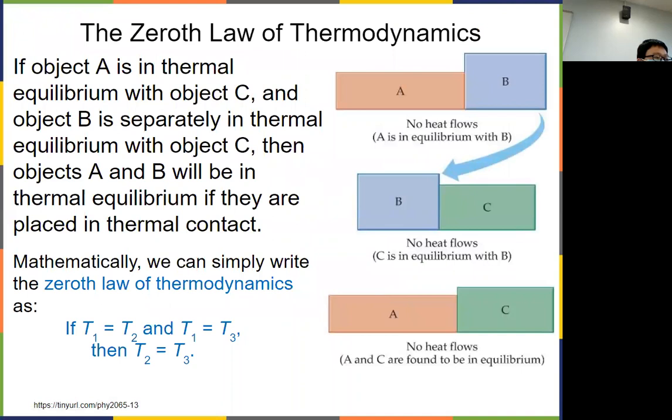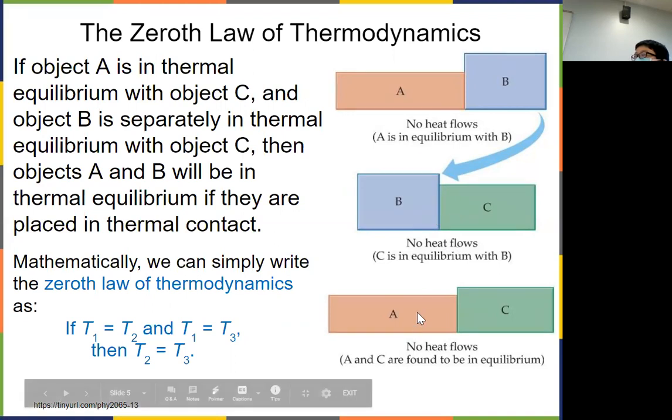All right. And then we talked about the first law of thermodynamics, but before that, we pretty much just gave out the zeroth law of thermodynamics. This is straightforward. If you have two objects in contact, A and B, and they are in equilibrium, and at the same time B is in contact with C, they are in equilibrium, then A and C, if you put them in contact, should already be in equilibrium. Mathematically, T1 equal to T2, T1 equal to T3, then T2 equal to T3.